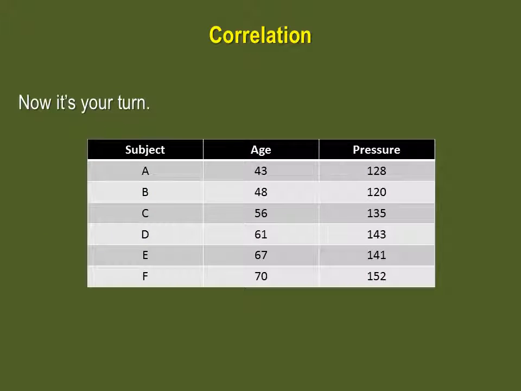And now, of course, it's your turn. Pause the video and find if there is a significant relationship between these two variables at a 0.1 level of significance. Don't forget to do your scatter plot. Now you should have a calculated value of 0.897, which, when compared with the critical value, indicates that there is no significant relationship between the two variables.